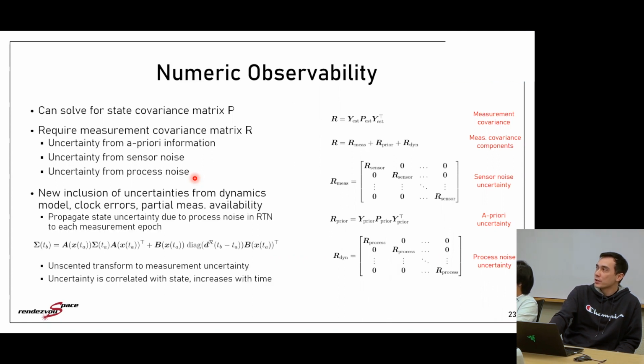The way we do this is we actually start from the state uncertainty. So we essentially compute this state uncertainty or state covariance sigma at each measurement epoch using some predefined acceleration in RTN, which corresponds to our unmodeled dynamics. And we convert this state uncertainty sigma to the measurement uncertainty at that epoch by an unscented transform. And the nice thing by doing this is that, by a fairly standard process, we get uncertainty correlated with the state and uncertainty increasing with time, which are the properties we expect from having these uncertain dynamics on the system.